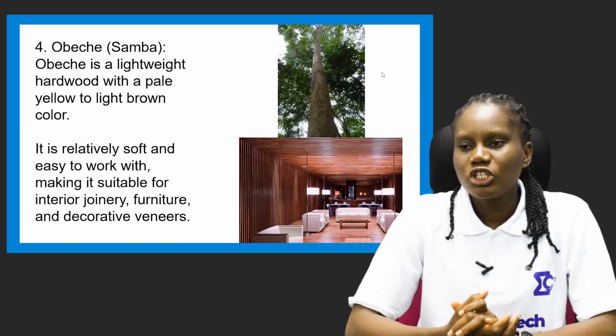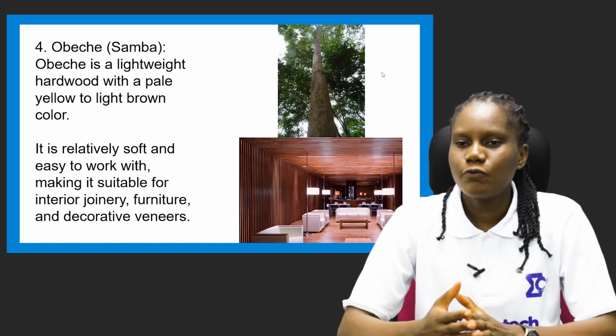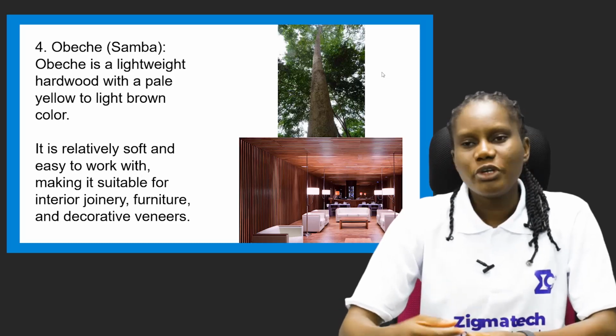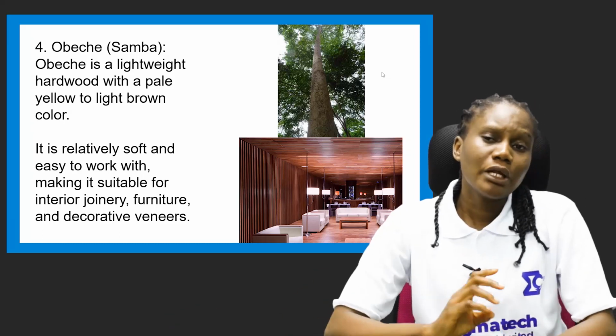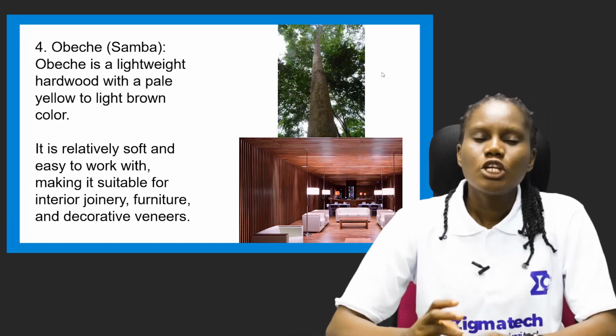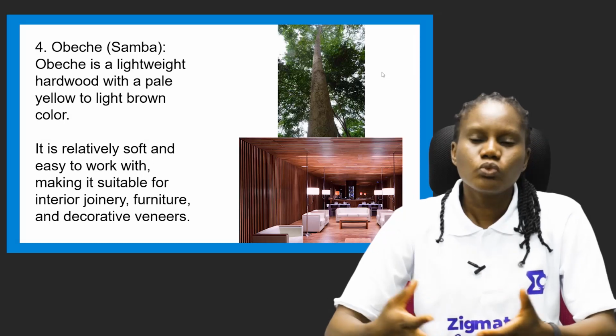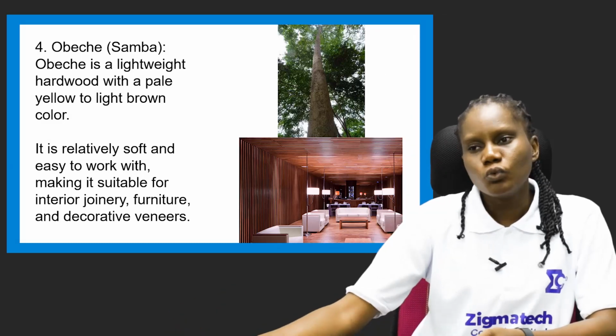If you see the second picture there, you see a fine wall and flooring made of obeche. Do not forget that another name for obeche tree is samba. So from it you can get your obeche wood or your samba wood.